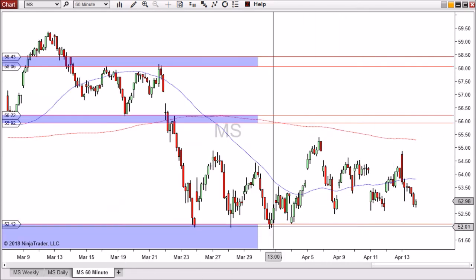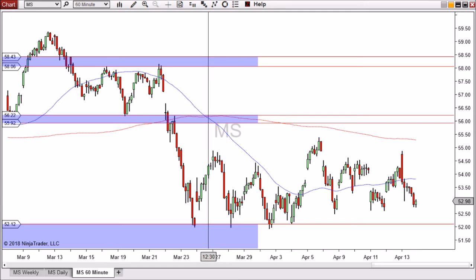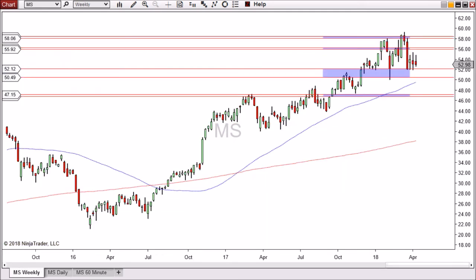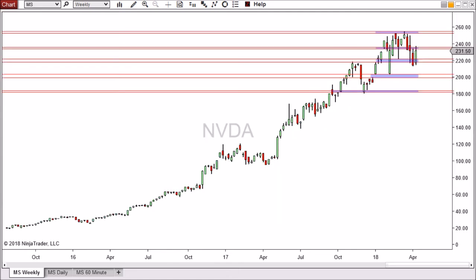And again, on the 60-minute, you can see that it's trying to come down to this area here, this 52.12, and the resistance will most likely be here, that's 56. So let's go back and take a look at a couple of the momentum stocks, NVDA. We're also looking at NVDA from last week.